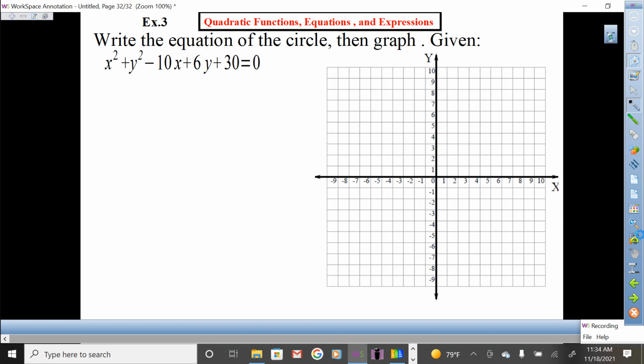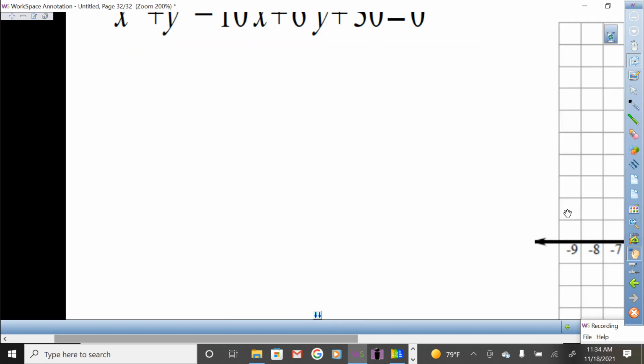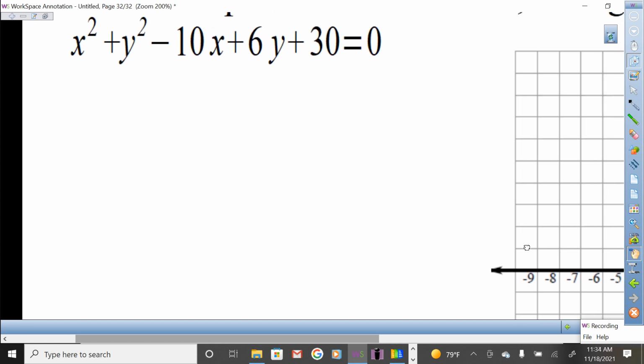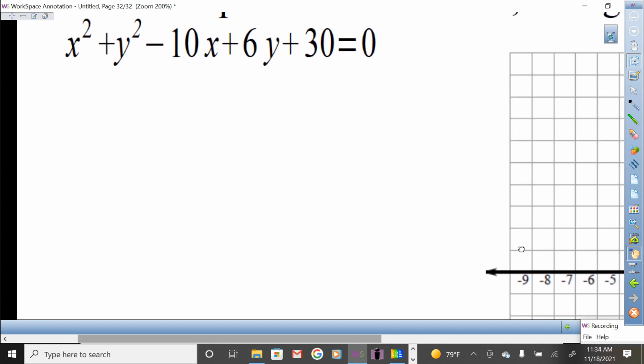And I'm going to zoom in to this portion just so that I can focus on the equation. So before we get started with the graph, I need to write an equation in standard form given this equation. Okay?